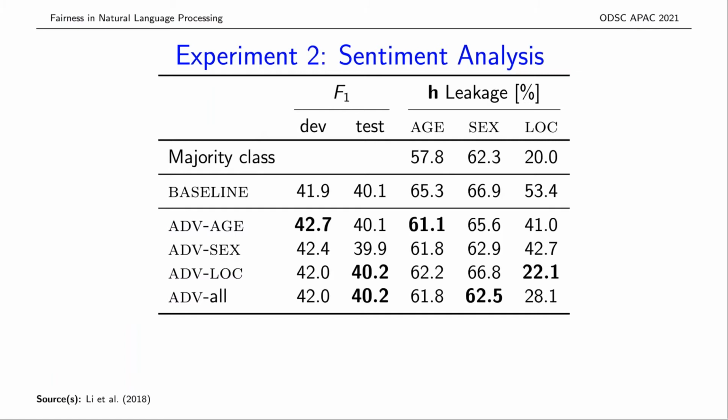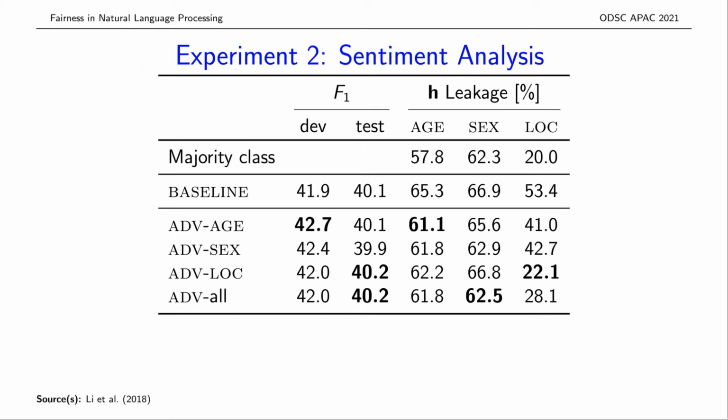Here, rather than looking at it in terms of gap, the delta that we had before, we're going to look at it in terms of leakage. So if we train a separate classifier over the hidden representations that we're generating in our CNN to try to predict across these 3 different protected attributes what the value for a particular instance is, how accurately can we do that? So we want to be as close as possible to baseline here, which is our majority class baseline.